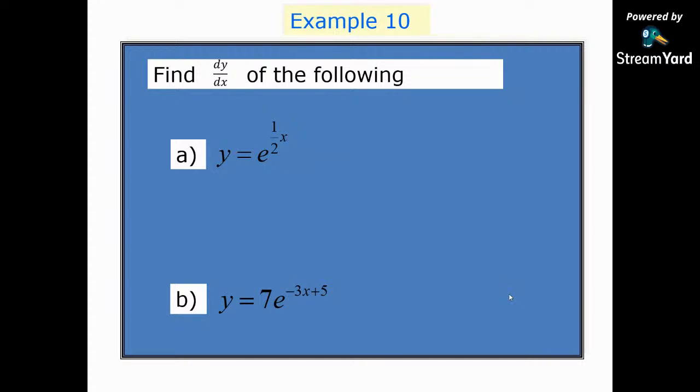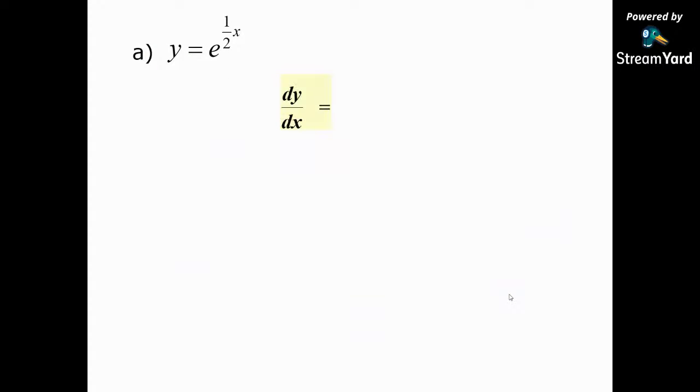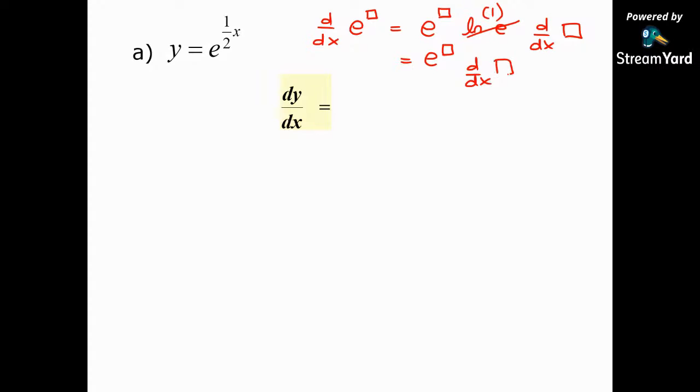Next, let us go to the example. Find dy over dx of the following. So we got two questions over here. Let us go to the first question. What is the formula? Basically, if we have d over dx of e to the power of something, this is e to the power of something, and then ln of e, and then differentiate the power. But ln of e is actually equal to 1. So this is e to the power of something, and then differentiate the power.